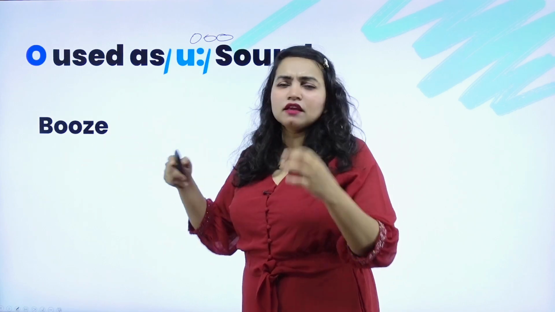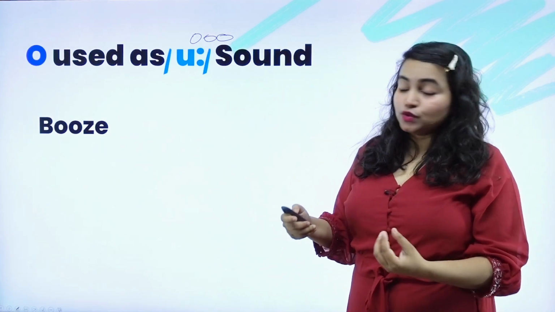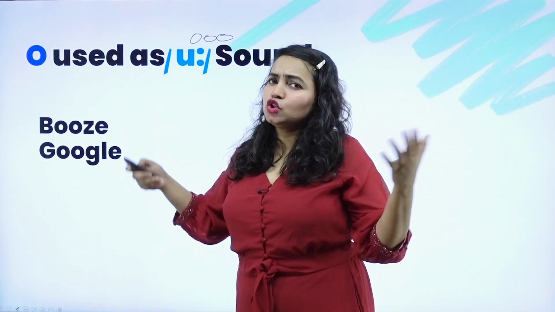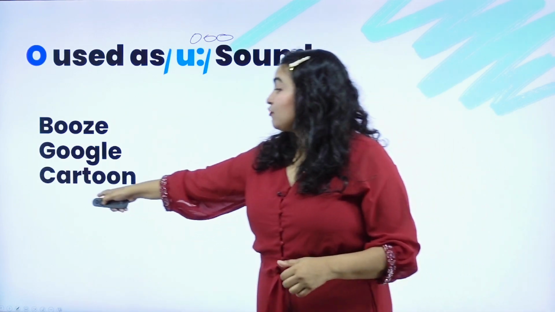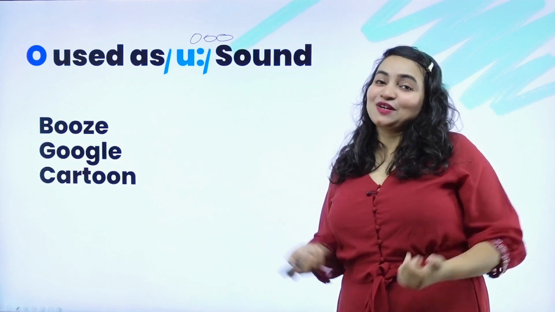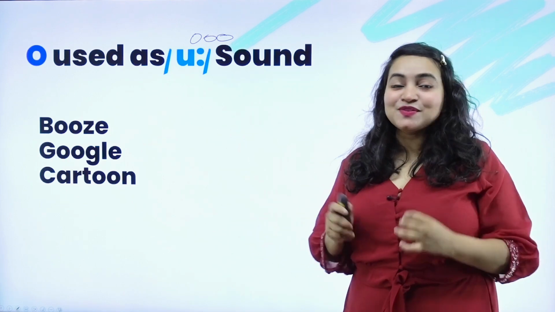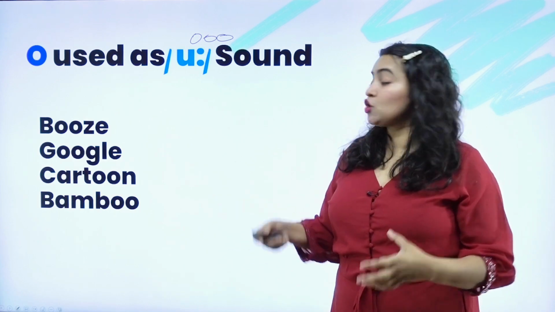Booze. Booze is the informal way of referring to alcohol. That's called booze. The next word, Google. Well, who can live without Google these days? That is again an oo sound. Then we've got a cartoon. Are you a cartoon or do you love cartoons? That is again the oo sound. Bamboo. Okay, that's a plant.